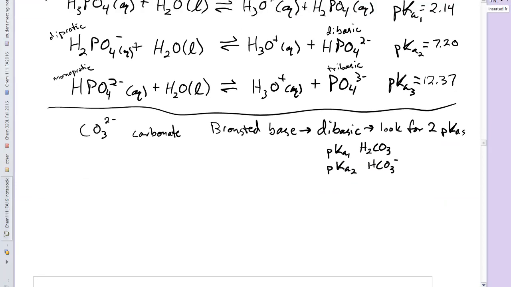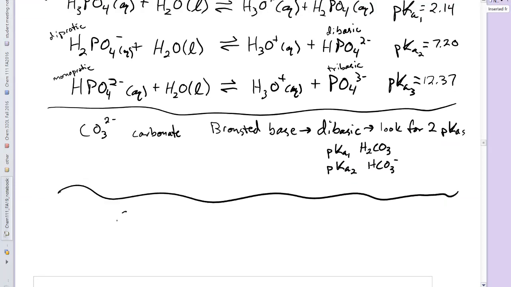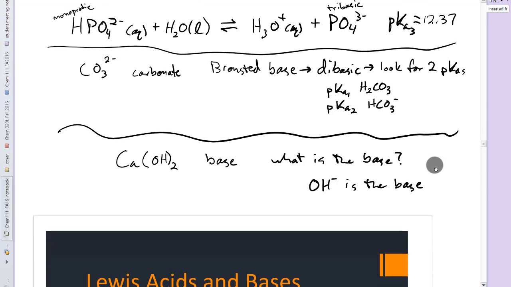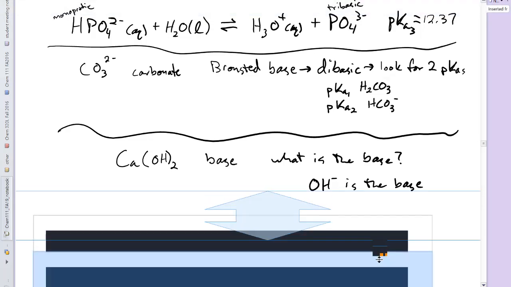Let's do another example here. Let's do calcium hydroxide. Acid or base? Okay, I see base. It's got hydroxide in it. Monobasic or dibasic? And wait a second here. Before you think about how many protons this could take, ask yourself, what is the base? What is the molecule that will actually take the proton? Is it calcium hydroxide? It's not. It's actually hydroxide.